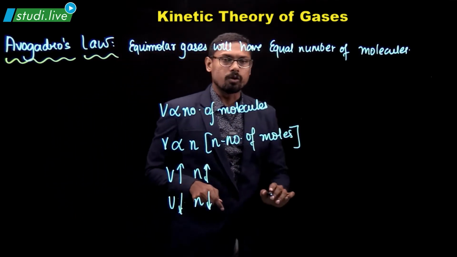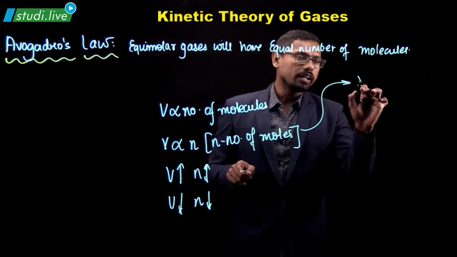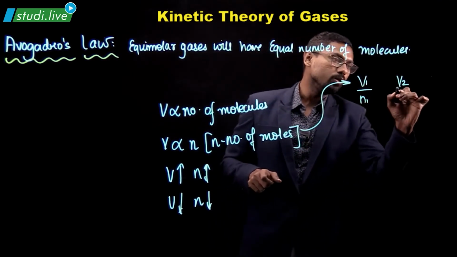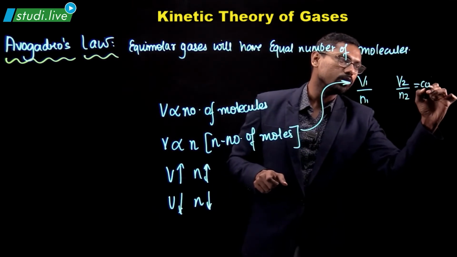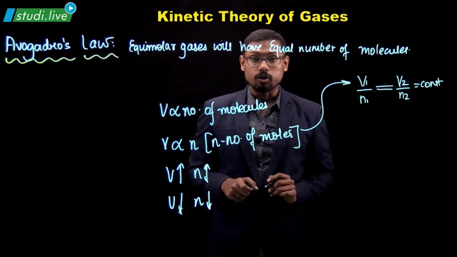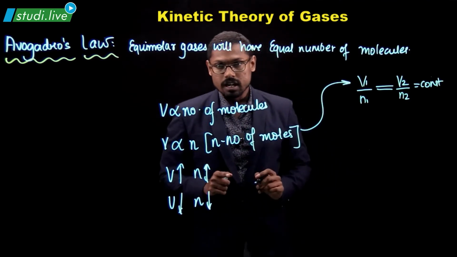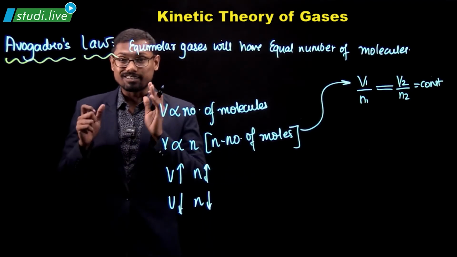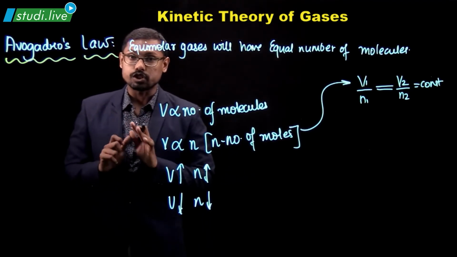This relationship also says that if I take a ratio of V1 to N1 and a ratio of V2 to N2, this is going to remain constant. Both of these ratios are the same and they are always going to remain constant. Avogadro's law has played a very important role in research in both chemistry and physics.